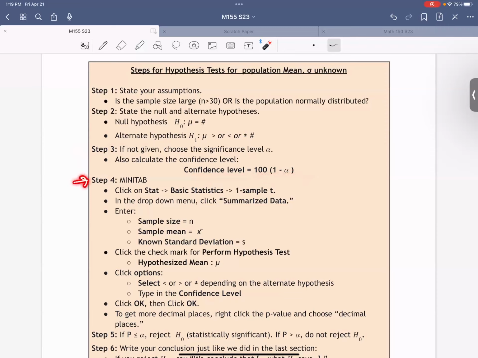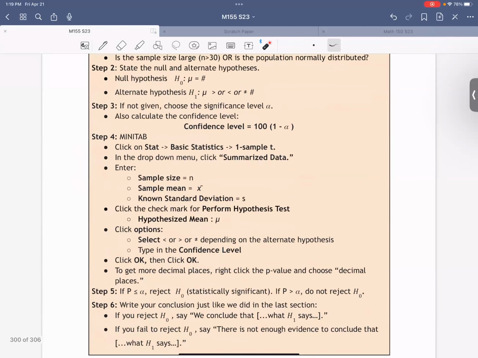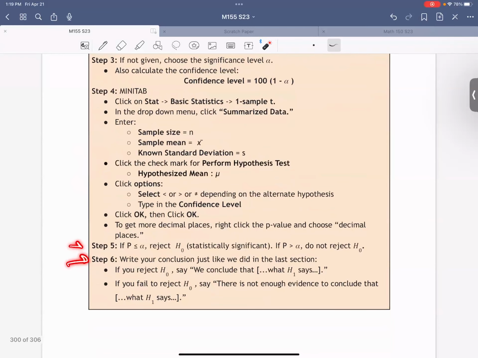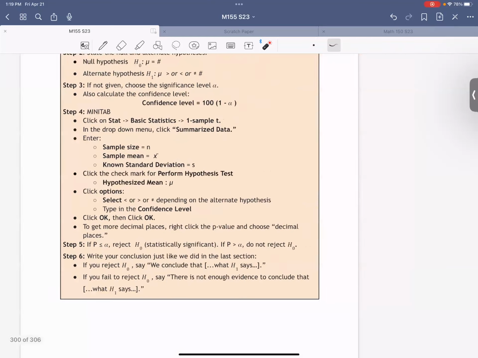Step 4, Minitab. You use the one sample t-test instead of the one sample z-test. And basically everything else is the same. Steps 5 and 6, deciding to reject or fail to reject and writing down our conclusion, are the same steps. It's literally just using a different test on Minitab. That's the only difference that we're doing here. Okay, why don't we do an actual example and see what happens?